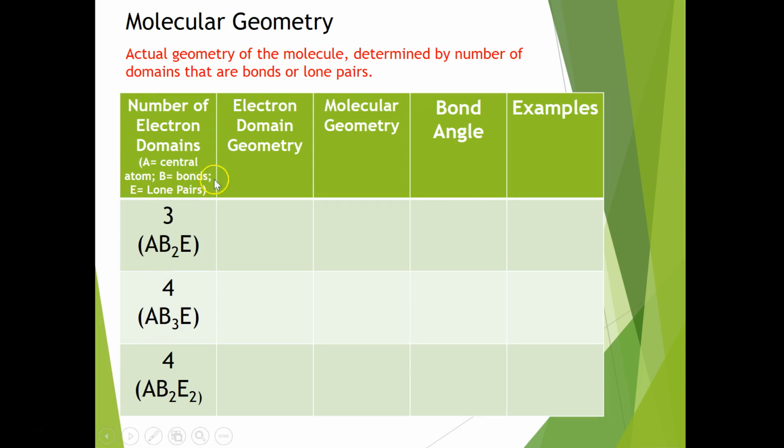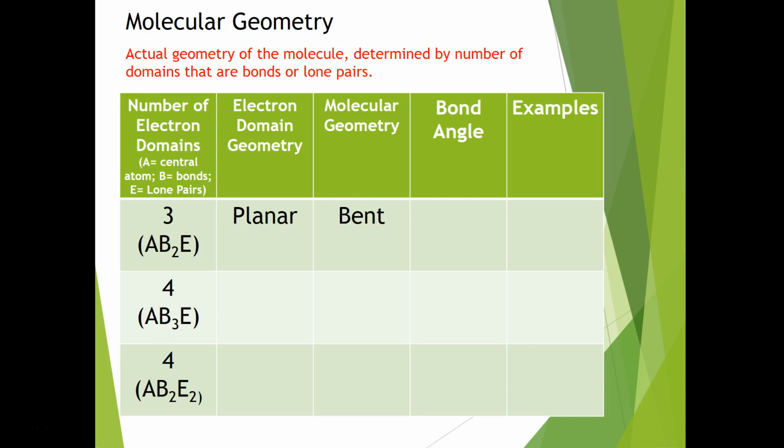So just to give you an idea of this notation here, when we see AB2E, this is just a formula showing A as the central atom, B as the number of bonds, and E as the number of lone pairs. So if there are three electron domains, then we know the electron domain geometry will be planar. Now, if one of those domains is a lone pair of electrons, and two of them are bonds, then the molecular geometry we'll actually get is bent.